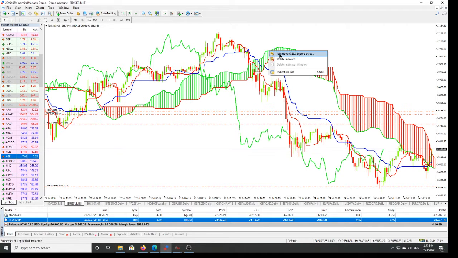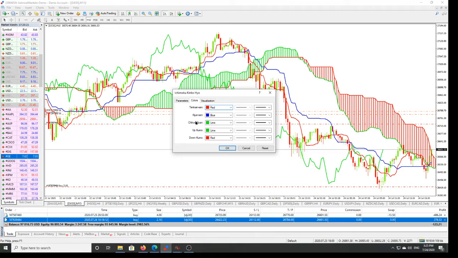So let me put it back there, then you can see. So the up Kumo, which is green, is the upper cloud, and the down Kumo, which is the red cloud there, tells you about a breakout, and tells you whether the market is going up or down. So now that we've explained the parameters, I'm going to explain how it works.